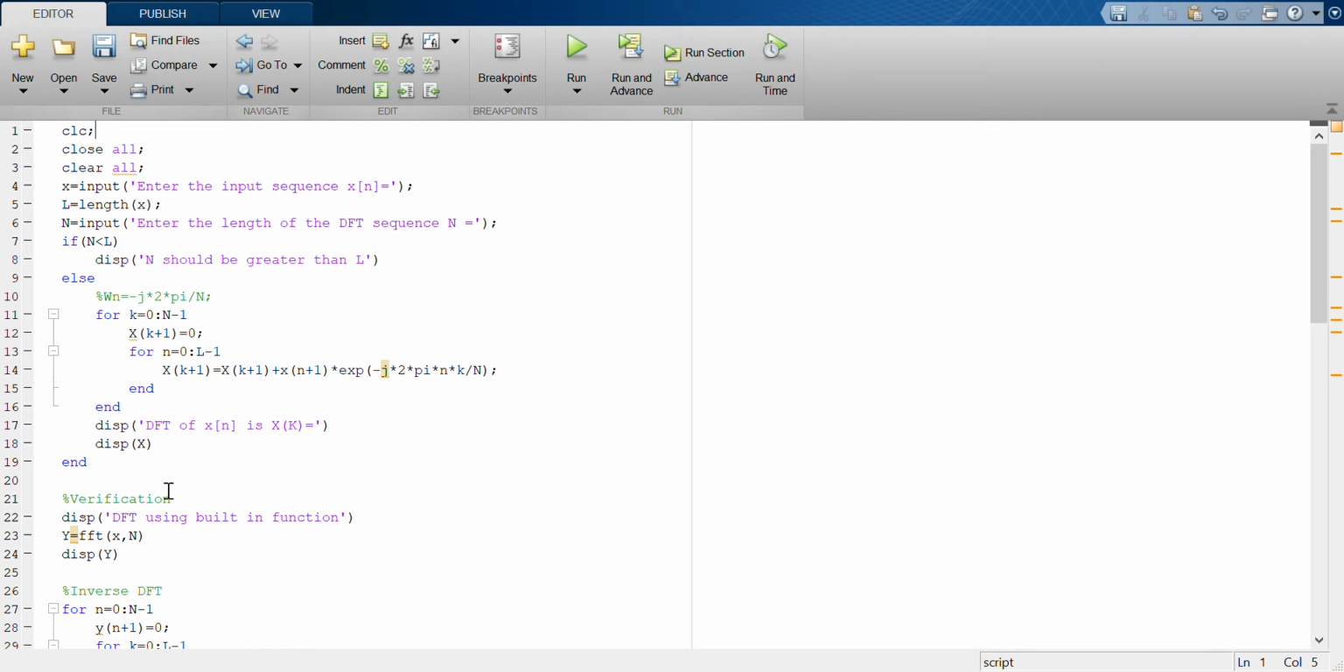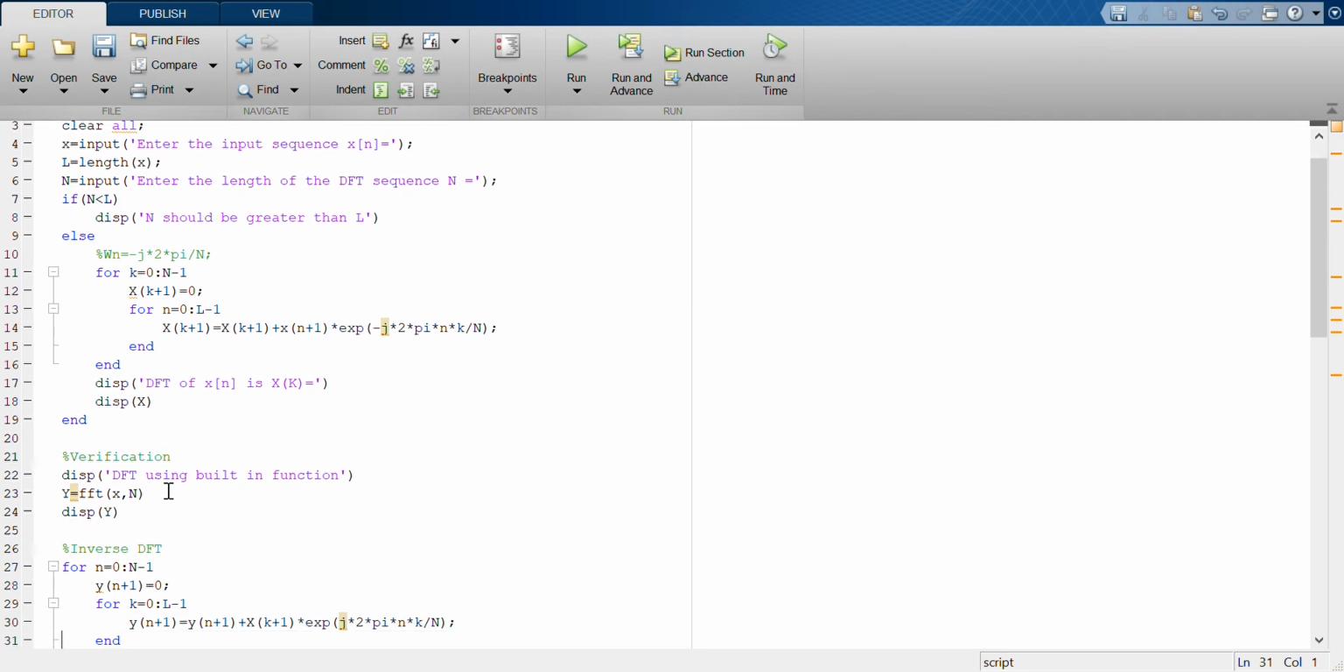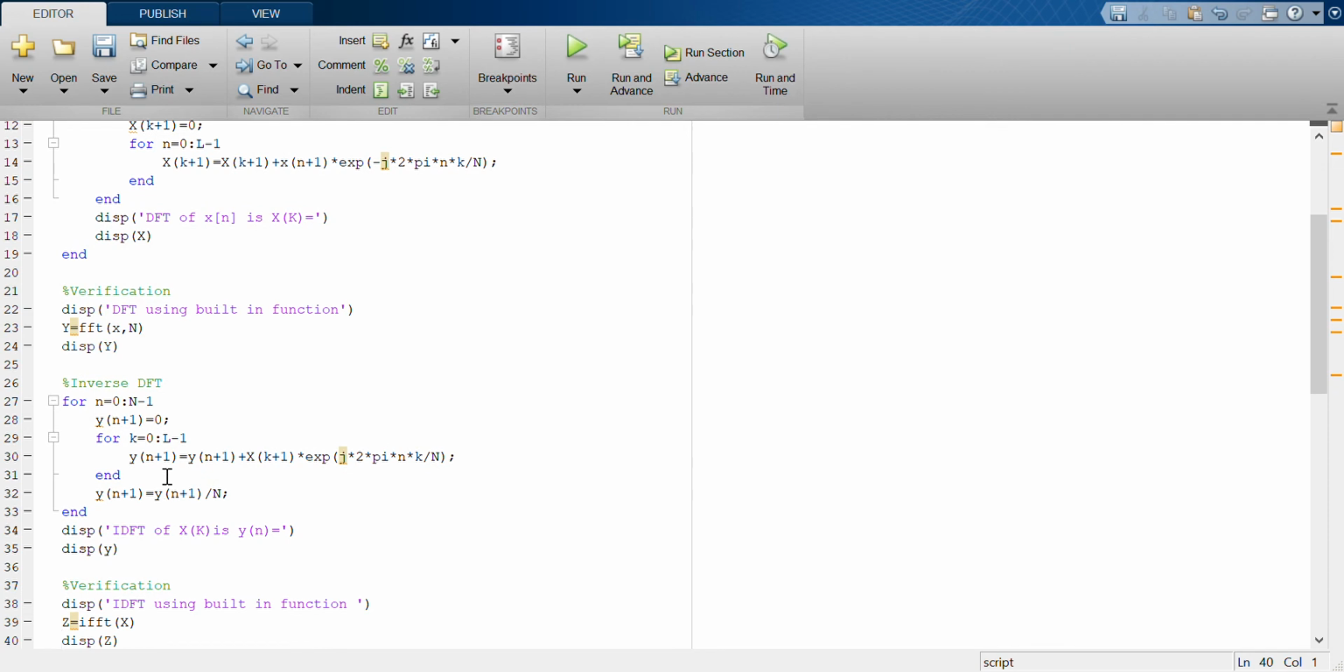Now in order to theoretically verify the function, the inbuilt function is FFT. FFT of x and capital N will give you the DFT result using the inbuilt function. Now inverse DFT is given by the formula 1 by N into the opposite, that is exponential of j into 2 pi kn by N. So the same thing, instead of writing small y, capital Y, we are getting back the sequence, so we will represent it by small y.